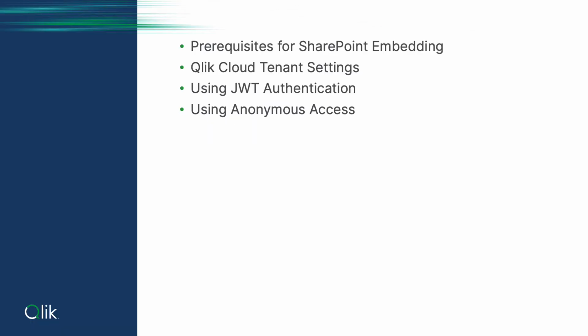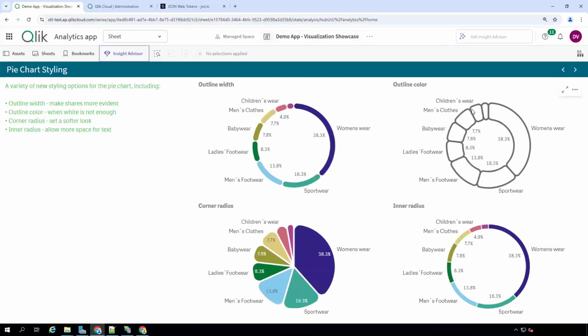Great. Well, today we're going to be talking about all the prerequisites for SharePoint embedding. Damien's going to take us through what's necessary to set up on the Qlik Cloud tenant side. And then we're going to go through a demonstration using two different types of embedding, one with JSON Web Token authentication and one using anonymous access from an anonymous access tenant. So Damien, what are we going to be embedding today?